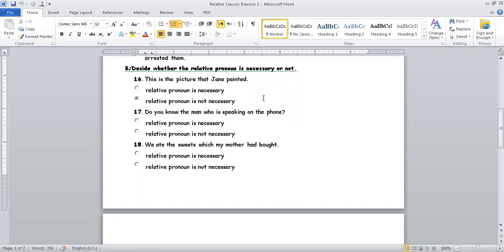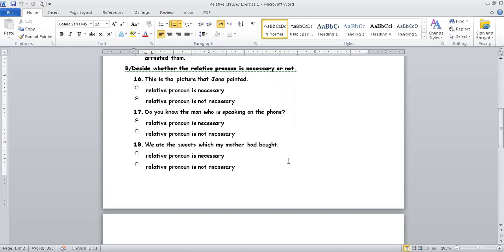In 17, do you know the man who is speaking on the phone? The man is speaking on the phone. We are defining the man, and the man in this sentence is the subject. Who defines a subject, so it is necessary to be used. So A is the correct answer.